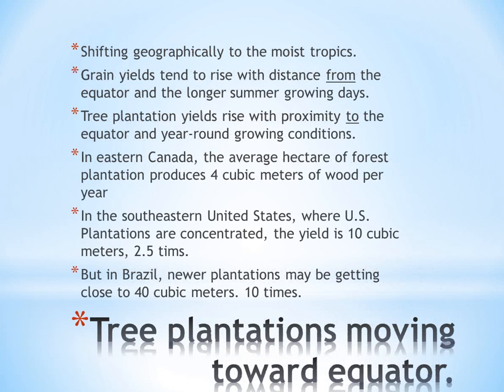Tree plantations are moving toward the equator, shifting geographically to the moist tropics. Grain yields tend to rise with distance from the equator and the longer summer growing days. Tree plantation yields rise with proximity to the equator and year-round growing conditions. In eastern Canada, the average hectare of forest plantation produces 4 cubic meters of wood per year. In the southeastern United States, where US plantations are concentrated, the yield is 10 cubic meters, 2.5 times as much. But in Brazil, newer plantations may be getting close to 40 cubic meters, 10 times as much.